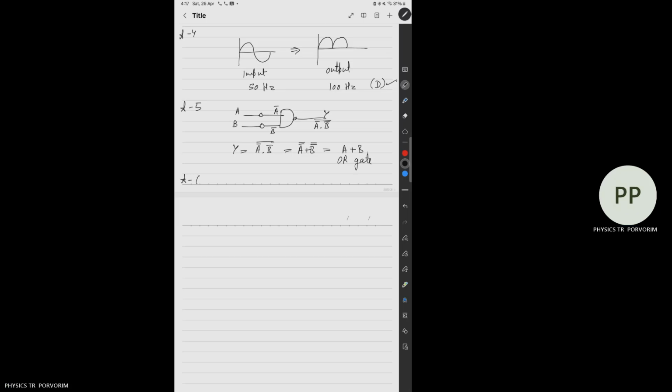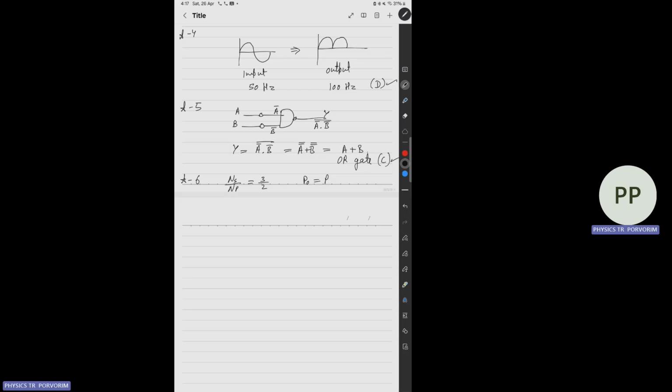Okay. Now the sixth one, so OR gate, it is a C. C is the correct option. Sixth one, the ratio of the secondary to the primary turns in a transformer, NS by NP, is given as 3 by 2. And the output power is P.